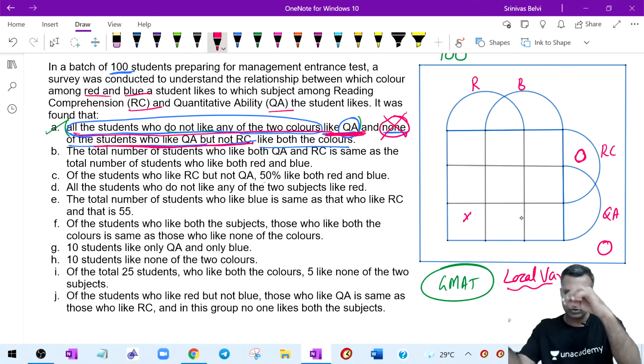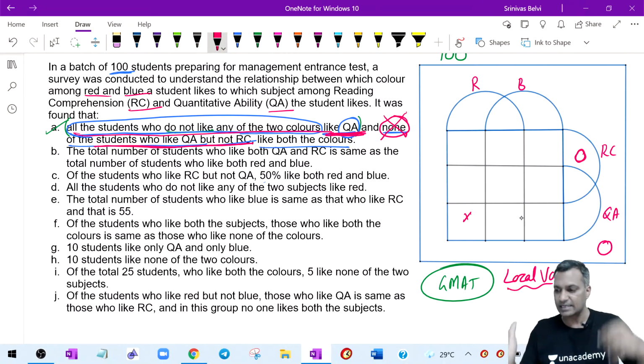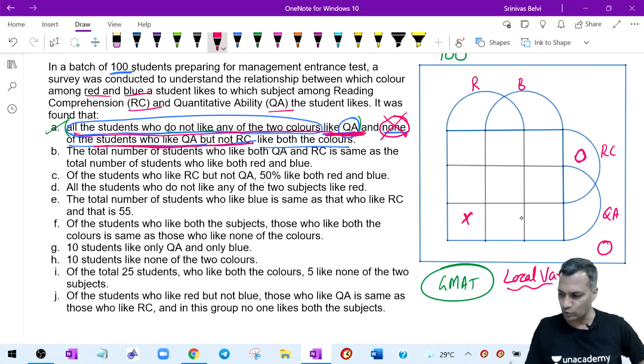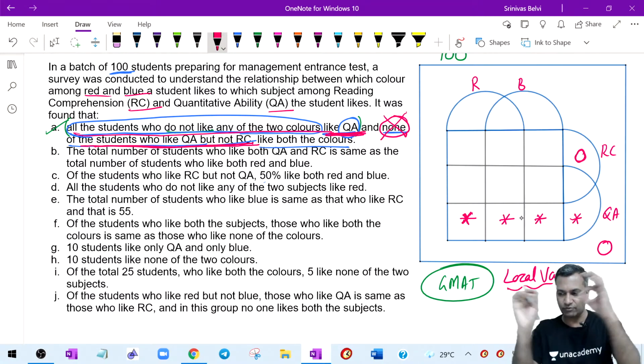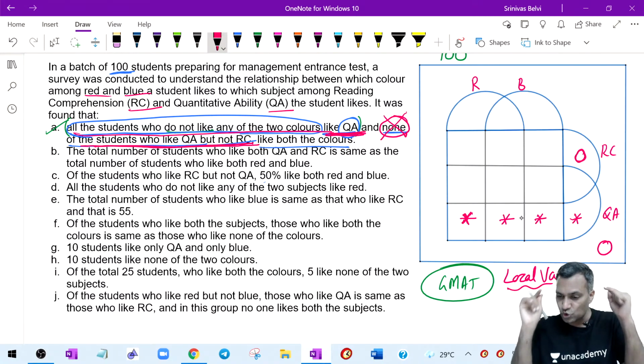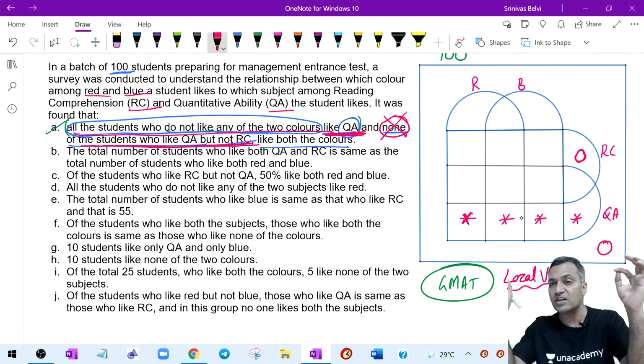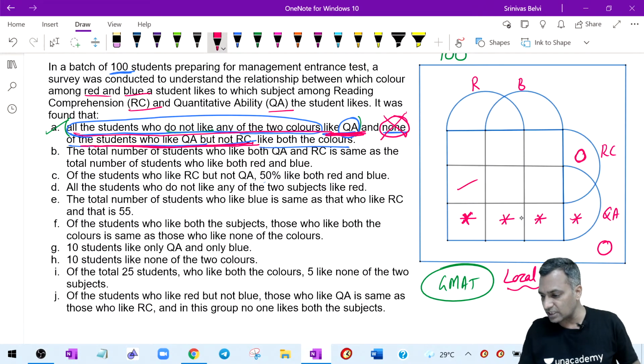Because of the grammar and the position of the words in long sentences, I also need some time to figure out which one he's talking about. Now listen to this: the students who like QA but not RC. Where are they? These are the four fellows. Listen very carefully, I marked it at the start. These are the students who like QA but not RC. They don't like RC, because these fellows like QA as well as RC. I'm not interested in them.